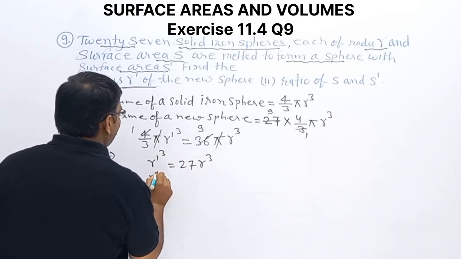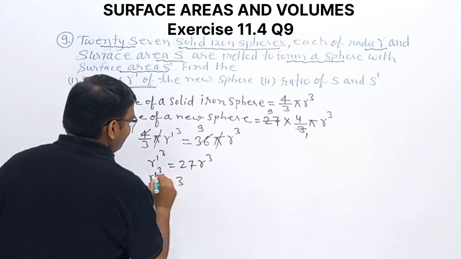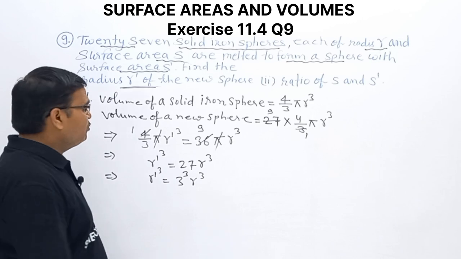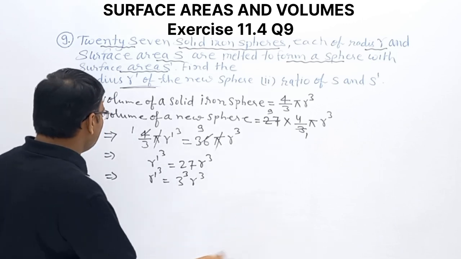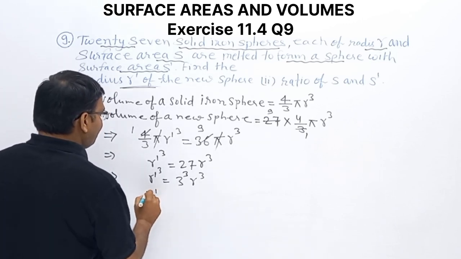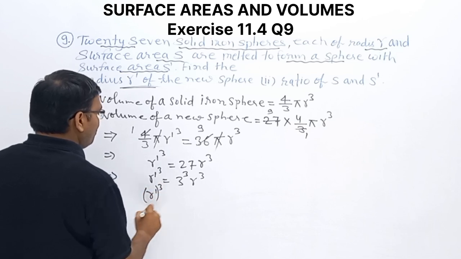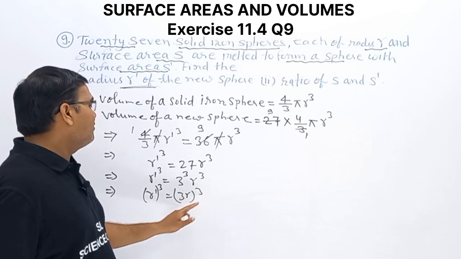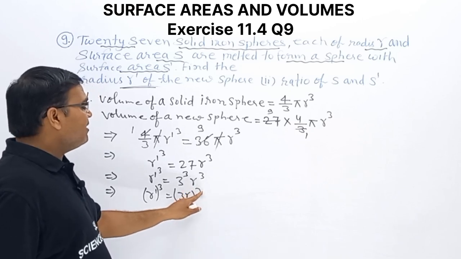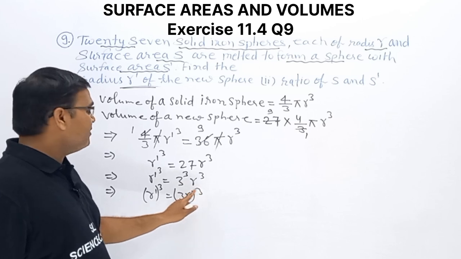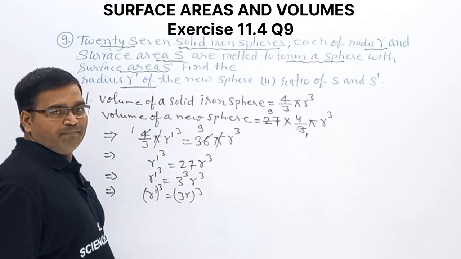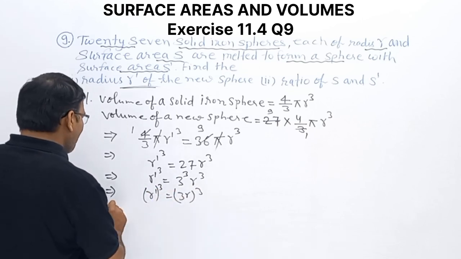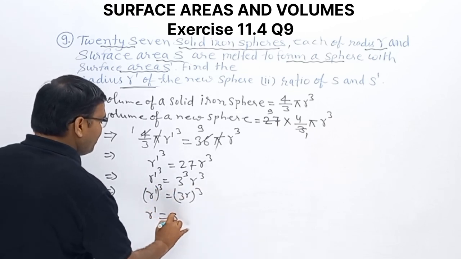This can be written as r dash cube equals 3 cube into r cube. 3 cube will be 27: 3 into 3 into 3, 3 threes are 9, 9 threes are 27. So r dash cube will be equal to 3r cube. Using the rule (ab) whole power m equals a power m into b power m, this can be written like this. Both sides have the same power, so we can say r dash will be equal to 3r.